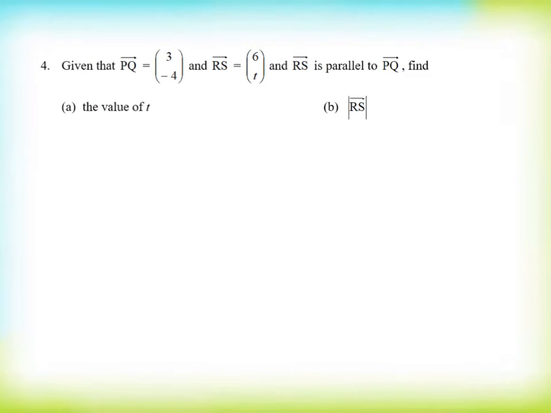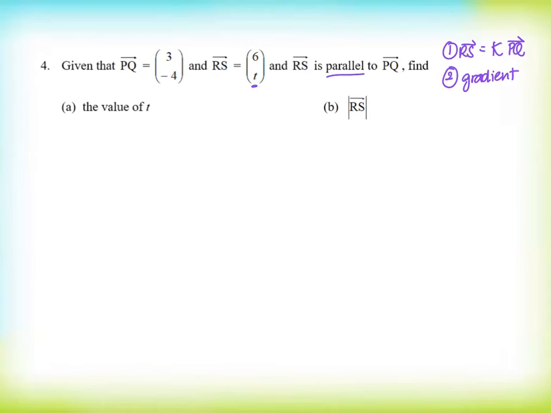Question number 4, PQ is this vector and RS is (6, T). Now T is the unknown. The question says that RS is parallel to PQ. When we talk about parallel to PQ, we'll have two concepts. The first concept is such that RS is equal to a scalar multiple of PQ. Or concept number 2, we can say that the gradient of RS is equal to the gradient of PQ.